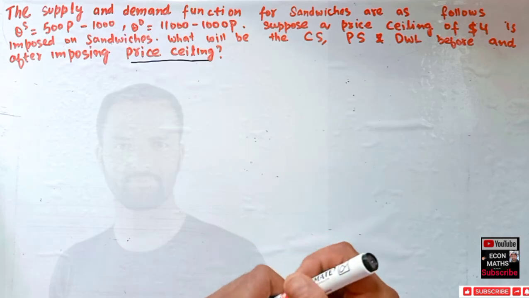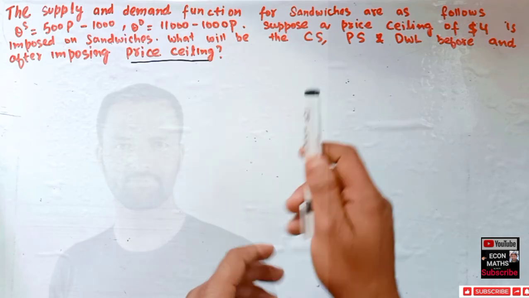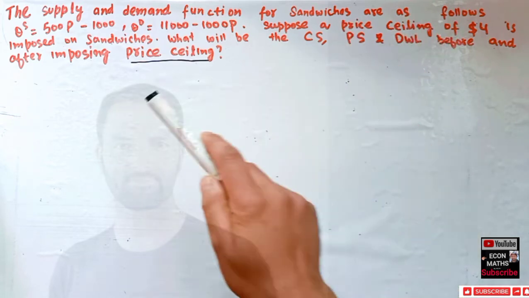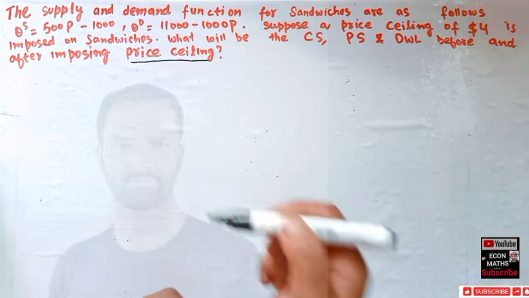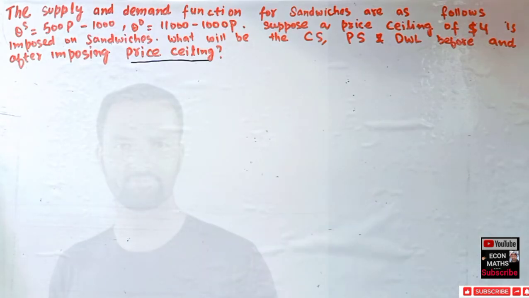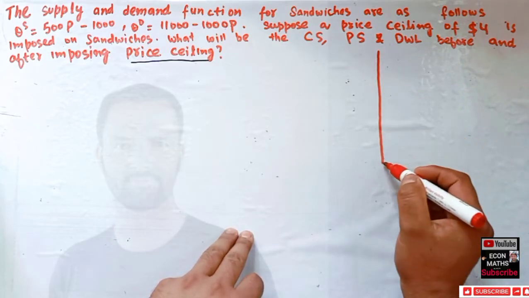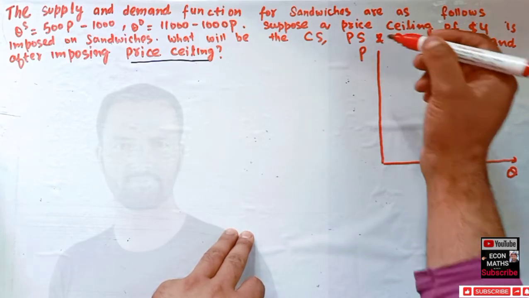Okay, so how do we solve this question? First, we will find the consumer surplus, producer surplus, and deadweight loss before the imposition of price ceiling. For that, what will we do? First, as we know, at equilibrium, so let me draw the graph also here. So let this be our graph. We have quantity on this axis and price on this axis.